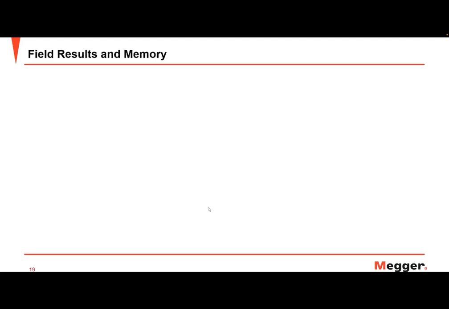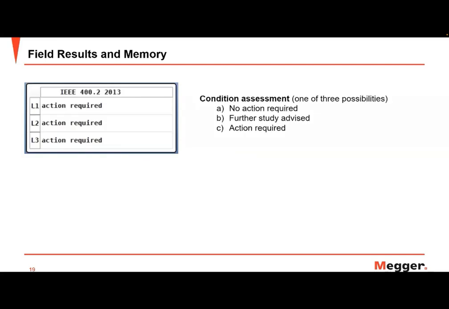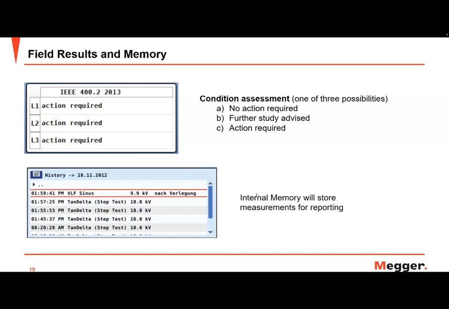So here we want to take an example to show you some field results, a classic example of a tan delta measurement. This is what I was talking about earlier regarding the assessment of tan delta after the test is performed, in accordance with IEEE 400.2. In this case, there was action required on all three phases, but there are three possibilities: no action required, further study advised, or action required. So you get immediate results and recommendations there. And the internal memory stores these measurements for your reporting.